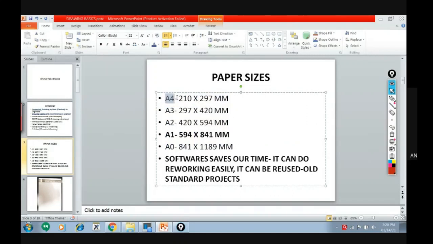If the drawing is very small, we can use A4. If it is a little bigger than this, then we can use this. Generally these are the common sizes used. If our drawing is quite bigger, like survey drawings, you know that contour drawings are very big because they have a major area to be covered on the paper. So we can use A0 size also. It is rarely used, generally used by the surveyors.